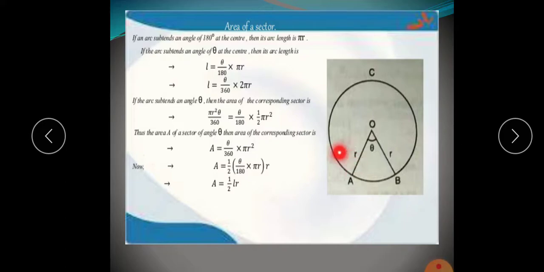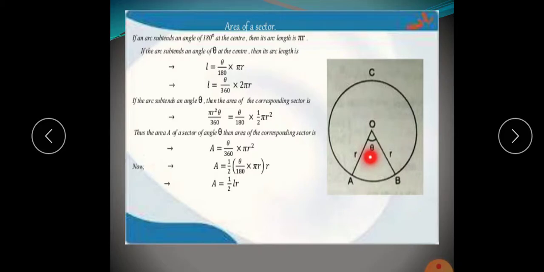Now this is a major sector and this is a minor sector. This part has two radii and a part of the circle, the arc, and it is made by angle theta. Then what is the area of a circle? Pi r square. Then theta by 360 into pi r square is called the area of a sector.